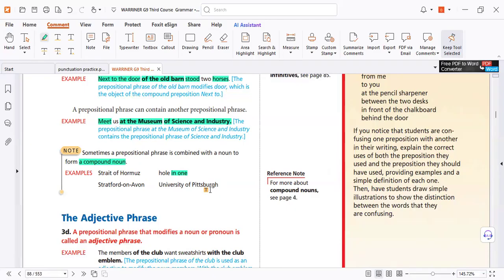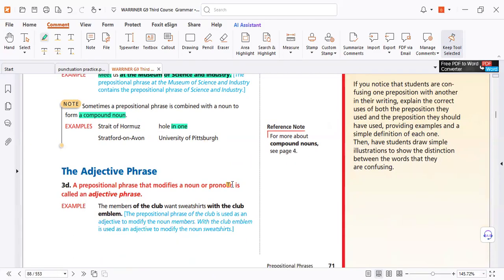We are going to test you in the modifier chapter about why we have this phrase in this place: to modify the word before. Members of the club want sweatshirt with another one. If you change the position of the phrases, you will have a different meaning. Members with the club emblem want the sweatshirts of the club. The meaning is different. You said members with the club emblem, so maybe the members of another club. It changes the meaning. Did you catch it?